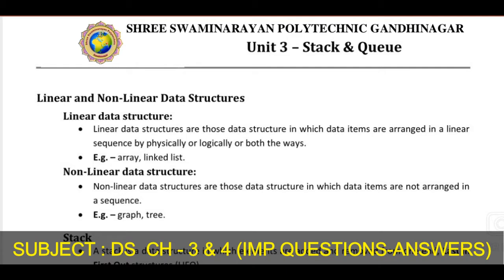Linear data structure means it stores the data step by step, or we can say sequentially. The examples of linear data structure are array and linked list. The second one is a non-linear data structure. Non-linear data structures are those in which data items are not arranged in a sequence. It means the data is stored in memory randomly, not in a proper way. Examples of non-linear data structure are graph as well as tree.